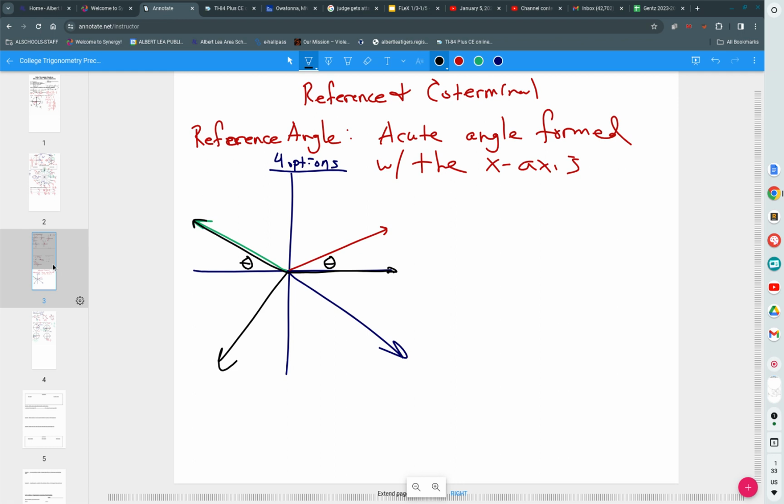Sometimes people get kind of cute and they try to switch things up and they say, oh, well, the angle looks like it's kind of up against the y-axis. Absolutely not. It is always formed right against the x-axis. And then here as well against the x-axis. So those are the angles that you'll be trying to determine.